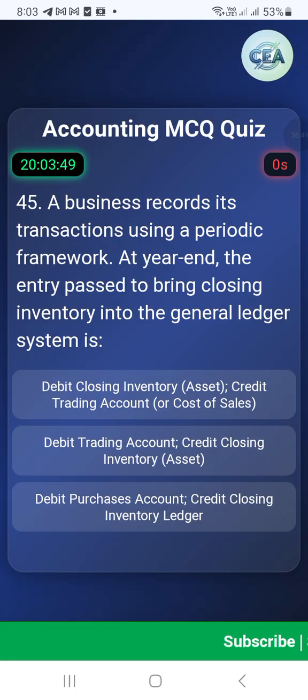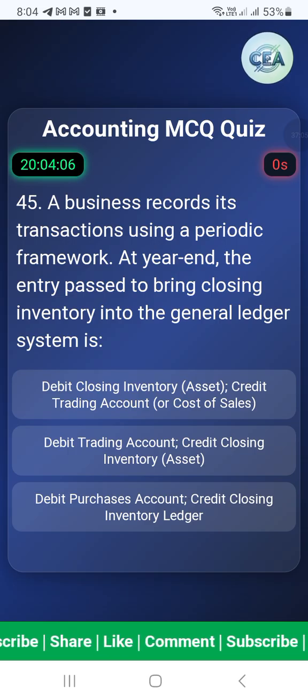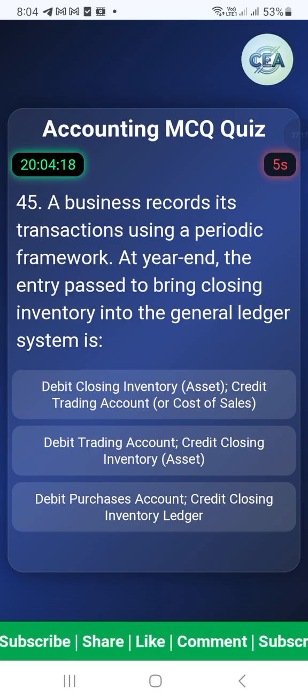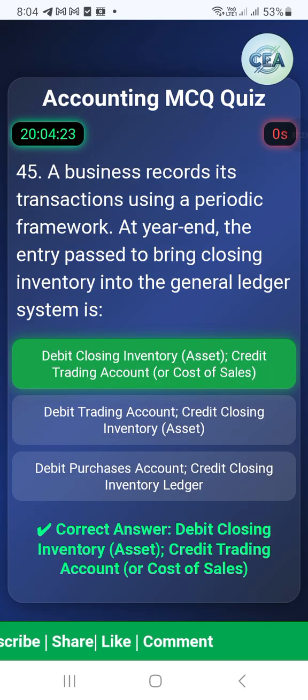45. A business records its transactions using a periodic framework. At year-end, the entry passed to bring closing inventory into the general ledger system is: Option 1. Debit closing inventory asset, credit trading account or cost of sales. Option 2. Debit trading account, credit closing inventory asset. Option 3. Debit purchases account, credit closing inventory ledger. Correct answer is debit closing inventory asset, credit trading account or cost of sales.